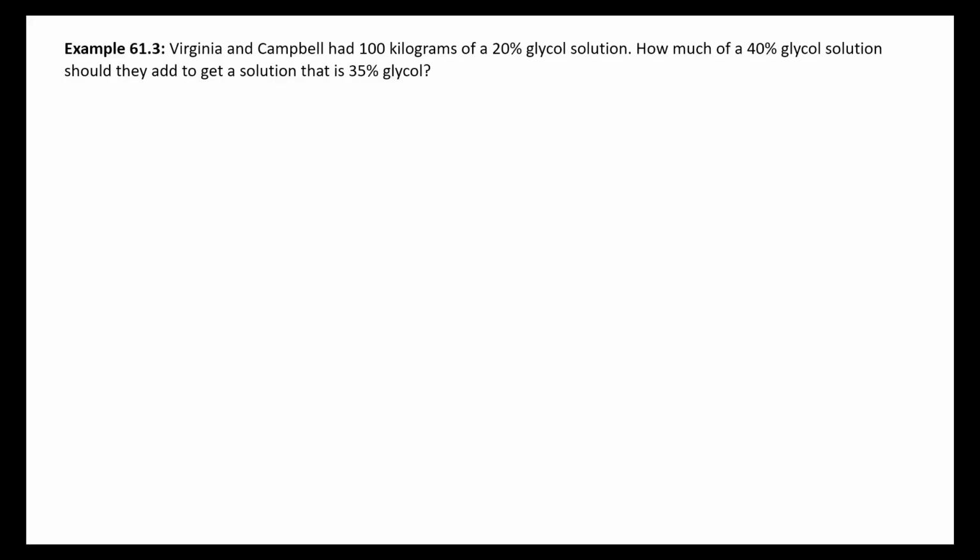Okay, this is example 61.3. Virginia and Campbell had 100 kilograms of a 20% glycol solution. How much of a 40% glycol solution should they add to get a solution that is 35% glycol?